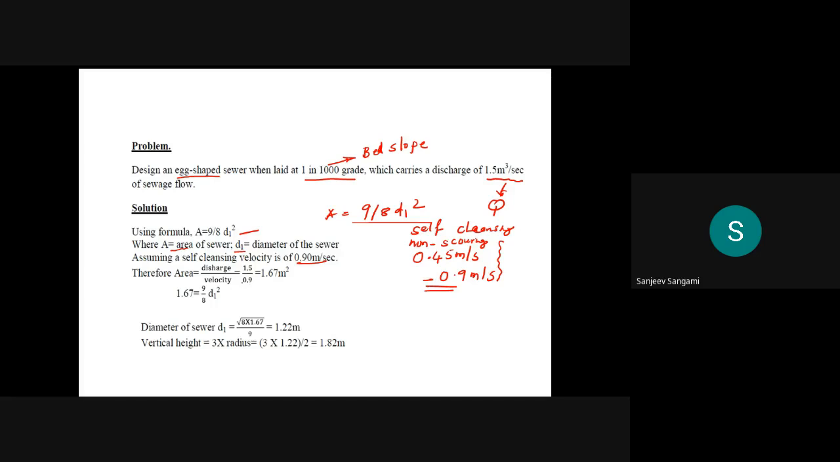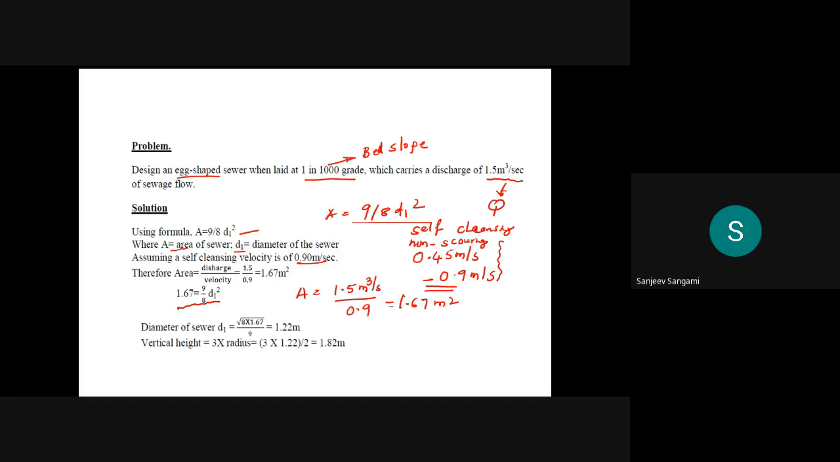Then area is equal to discharge divided by velocity. Discharge he has already given. Area is equal to discharge, that is 1.5 meter cube per second divided by, so we have to assume that is 0.9. Then area we got it. So area is equal to 1.67 meter square.